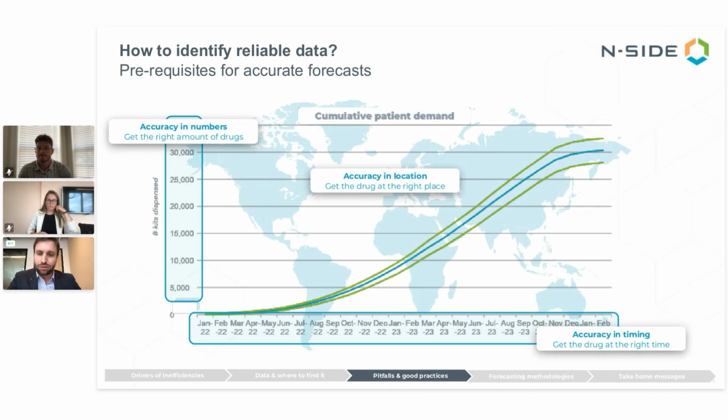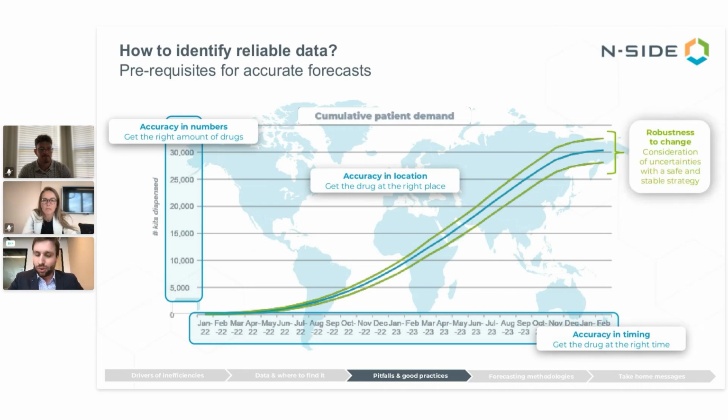Sometimes more difficult to obtain, you have also the accuracy in locations. To get the drug at the right place, you need to know the number of patients that you will have for the different countries. So it means to have a clear country list and also some values that are accurate in terms of recruitment, for example.